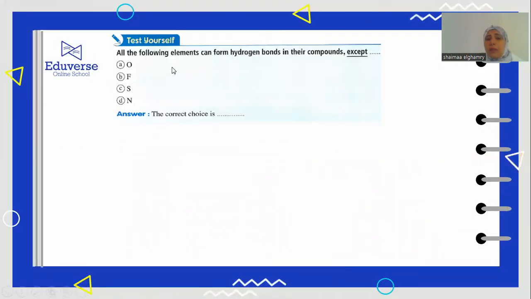All the following can form a hydrogen bond except... Hydrogen bond is usually found with nitrogen, fluorine, and oxygen. Except for these three, the hydrogen bond is not formed. So C is the correct choice.